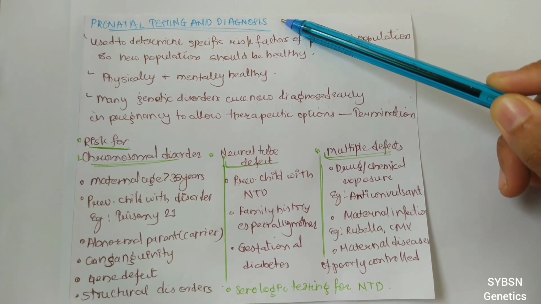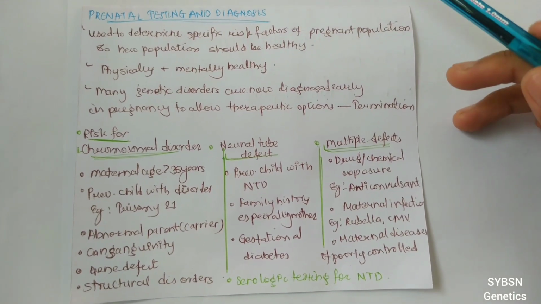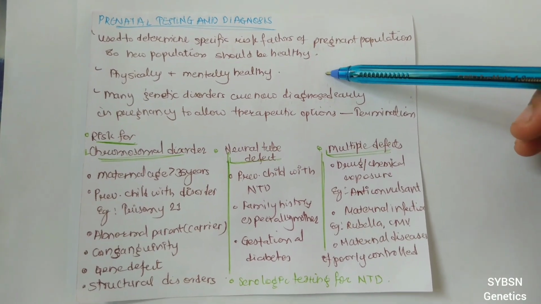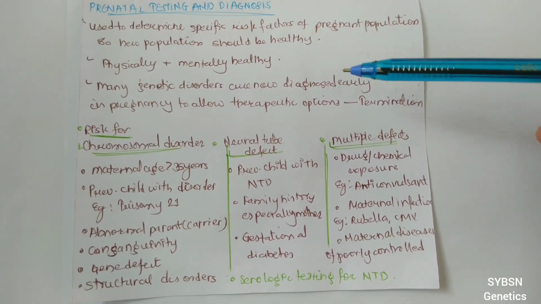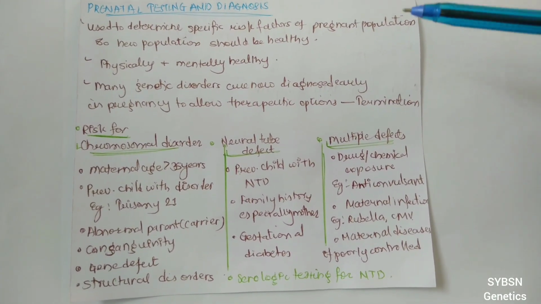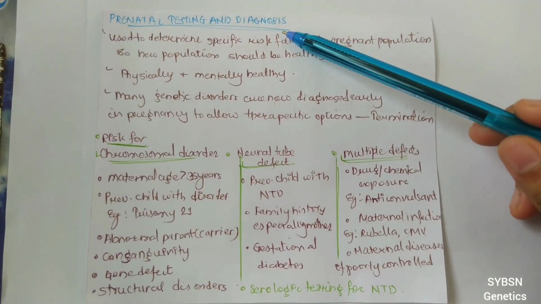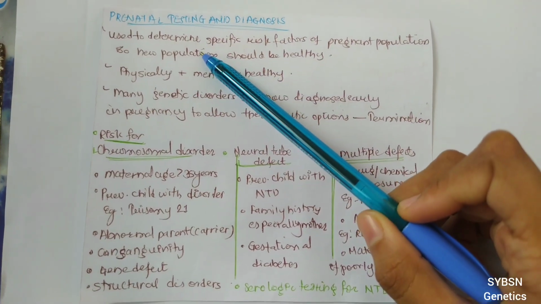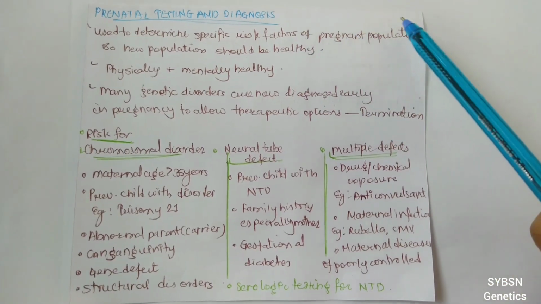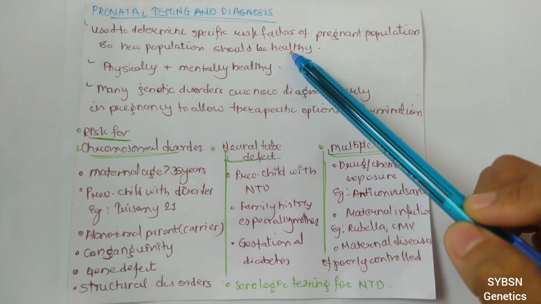Prenatal testing and diagnosis. Again, this is a part of the second year BSc Nursing genetics syllabus, and we will just brief over it. It's like a short summary which might help you all. So prenatal testing and diagnosis is used to determine the specific risk factors of the pregnant population. So the new population should be healthy.